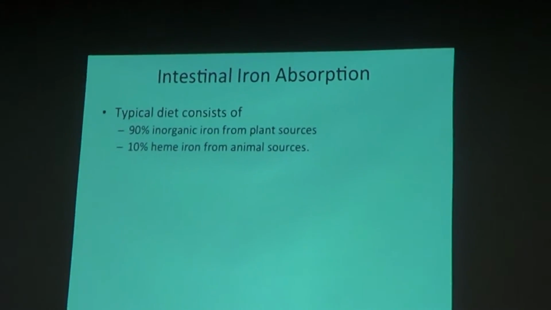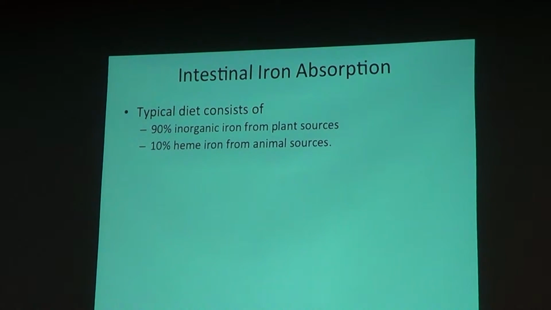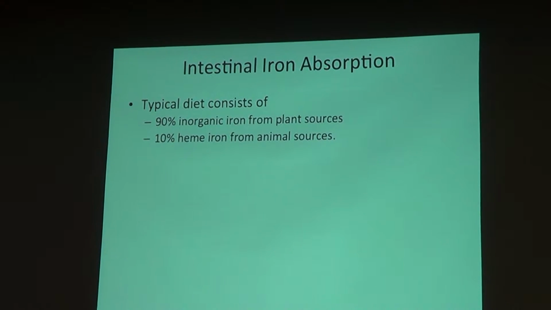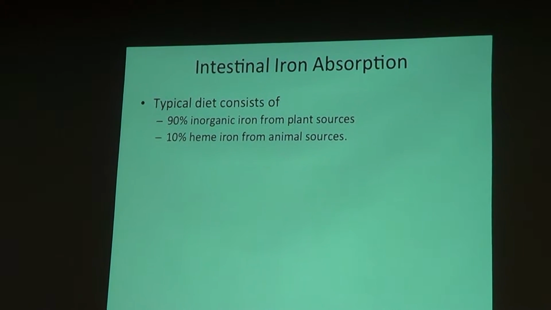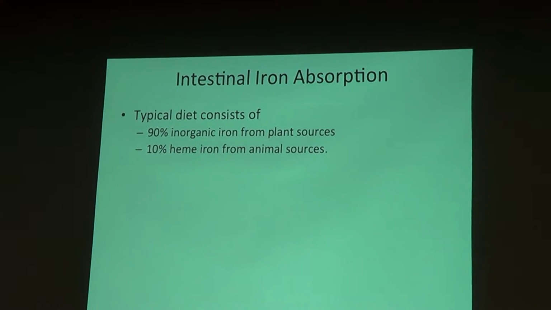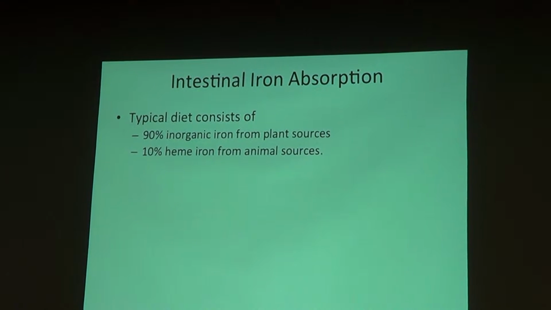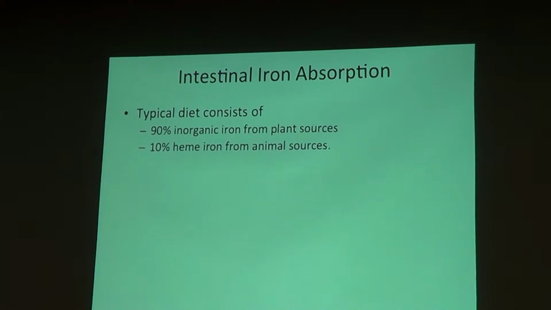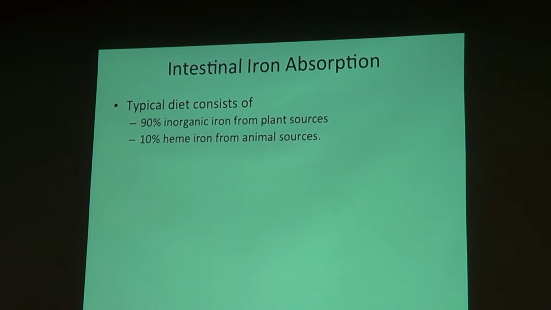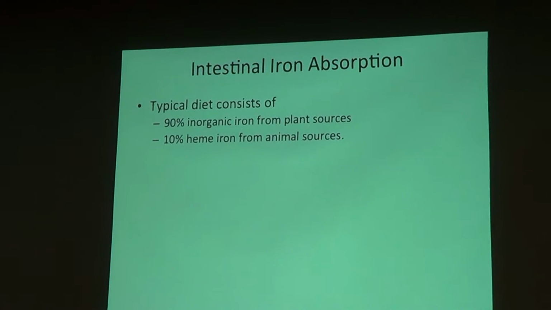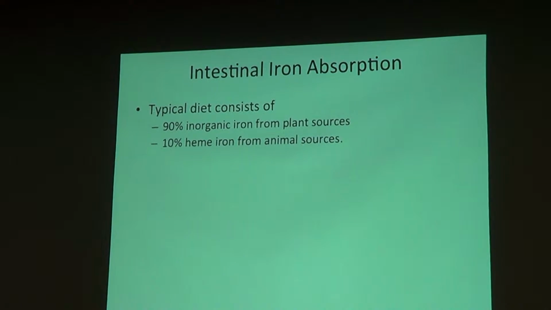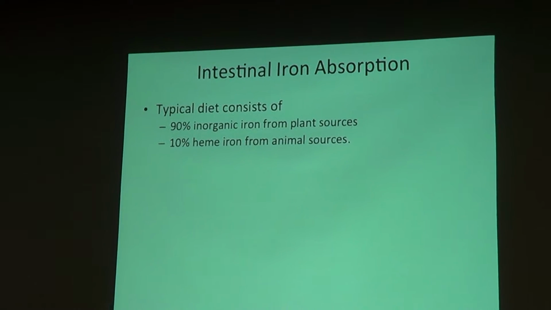So, as I said, intestinal iron absorption is really what we're trying to battle against. We're trying to improve that, or that's where we're really limited. Our typical diet actually consists of 90% of these inorganic irons from plant-based sources, and so we have a hard time absorbing most of those. 10% come from what we call heme irons, and this hemoglobin molecule is what is within our red blood cells. And this is actually the iron that is most readily absorbed.